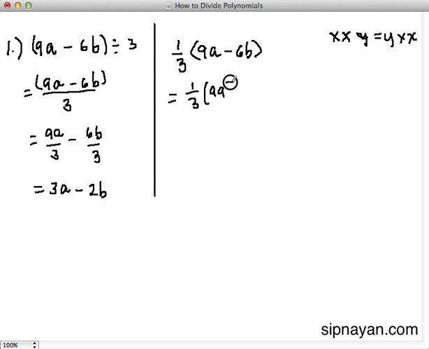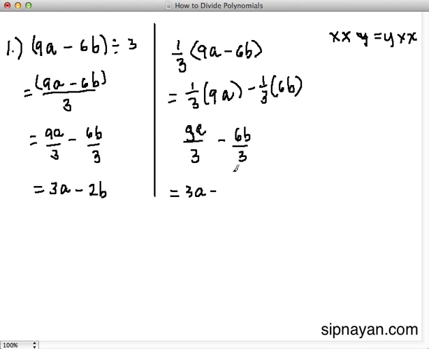times 9a, then minus 1/3 times 6b. Again, babalik siya dito, so magiging 9a over 3 minus 6b over 3, which is equal to 3a minus 2b. So, yan yung sa unang example natin.